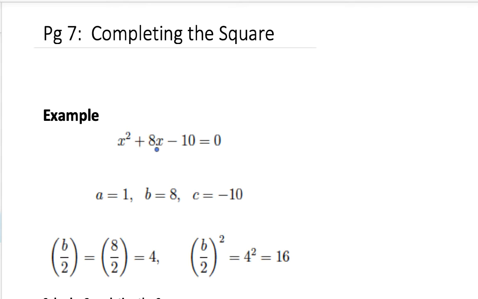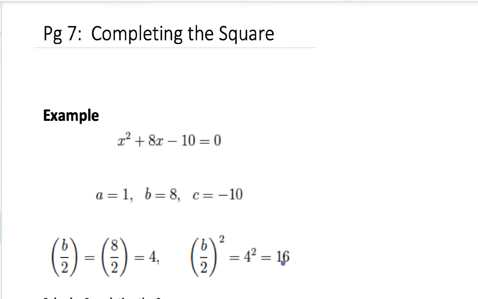This one is a very simple one. Here it is x squared plus 8x minus 10 equals 0. Now, the coefficient of x squared, that's the very first step, is 1. So we don't have to worry. We just go ahead and apply the step where we find b over 2. So your b over here is 8. You divide by 2, you get 4. You take the square of b over 2, which is 4 squared, 16.